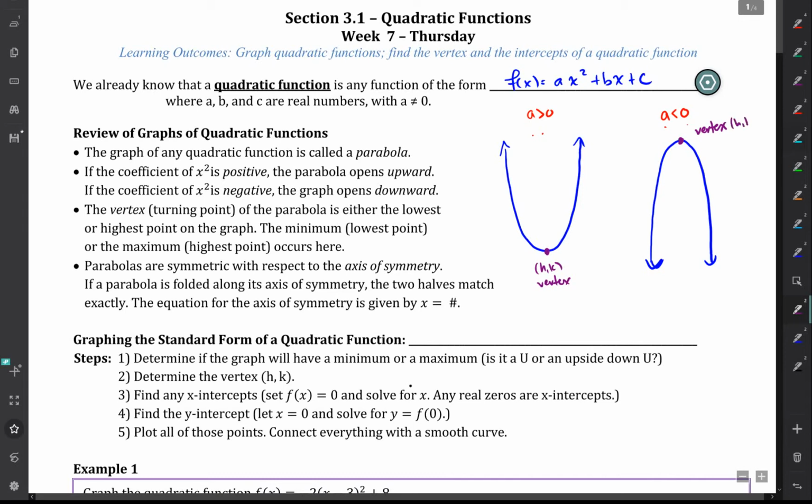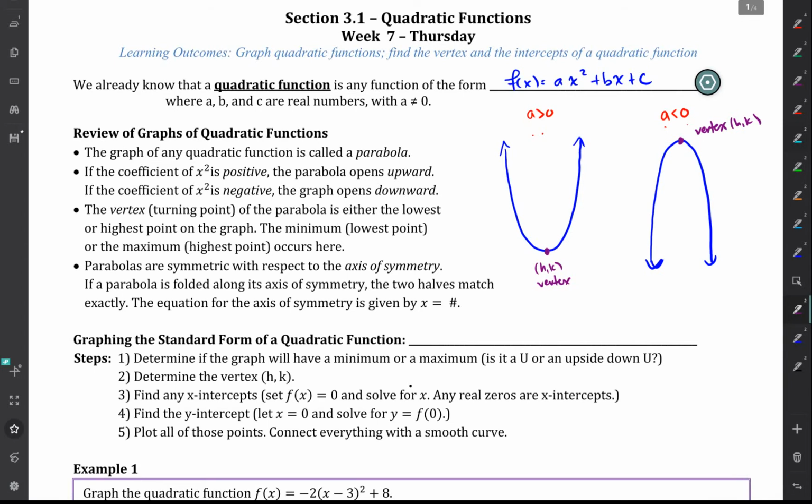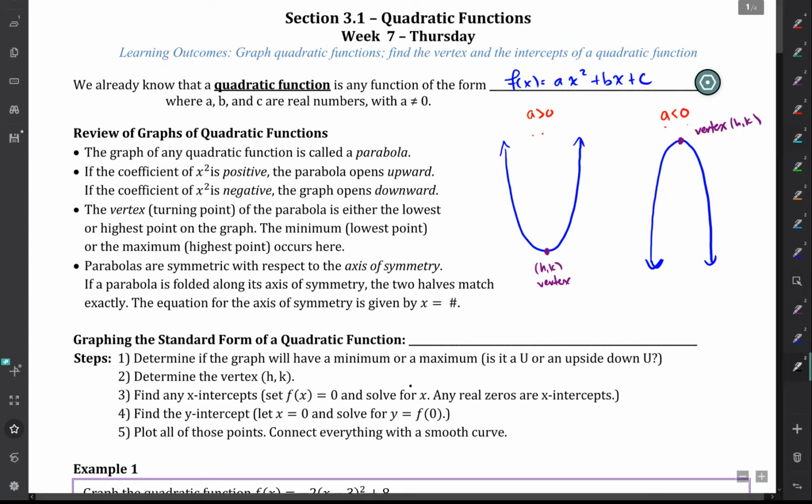We can't see how to find h or k quite yet, but we'll see that in a second. And then finally, the graph, this U, is actually symmetric about some axis, and that's called the axis of symmetry. Okay, so these graphs are always symmetric. I mean, they're a U. They're symmetric about a line, and that line's going to be of the form x equals some number, and actually that number is going to be h, the x value of the vertex. So again, this is the axis of symmetry.